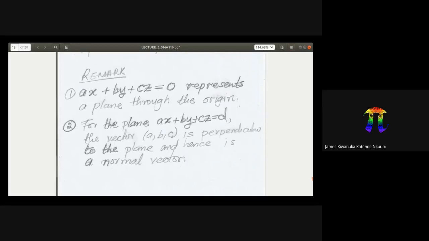So a few remarks we can make. If d is 0, rather, in our previous setup, so that ax plus by plus cz is equal to 0, that will be a plane that goes through the origin. The point 0, 0, 0 is on the plane, because if you put 0 here, and 0 here, and 0 here, you get 0. So the origin is also on the plane. So the plane must go through the origin.